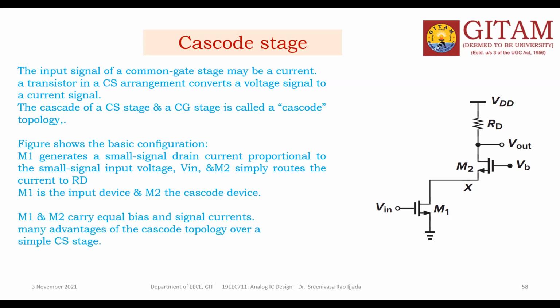We have many advantages compared to the earlier single stages, and we will definitely look into them in the next classes. This circuit is also known as telescopic. Remember, this is very important: this type of configuration is called cascode or telescopic. Remember these two words. In the next module, we will definitely use the telescopic and folded configurations.